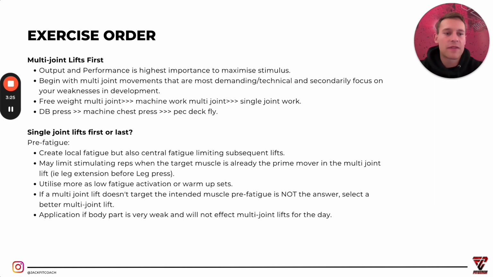Now, within this framework, free weight multi-joint exercises take priority over machine-based multi-joint movements, which are then followed by single joint exercises. For example, you might start with a dumbbell press and then move into a machine chest press, and then finish off with a pec fly. Now, the placement of the single joint exercise can vary.